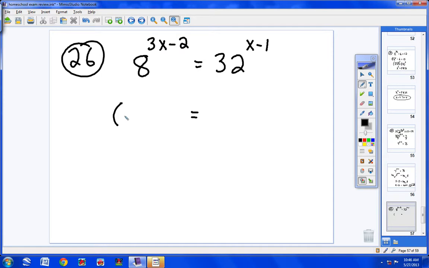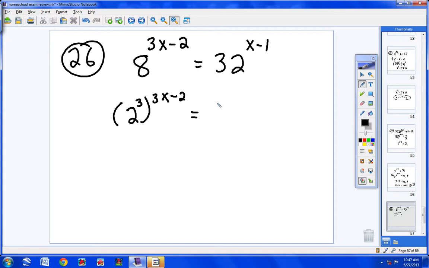Okay. So for 8, I'm going to put 2 to the what power? So Matthew, you're listening. 2 times 2 times 2. 2 to the 3rd power is the exact same thing as 8. So for 8, I substitute 2 to the 3rd power. Do you see that okay, guys?